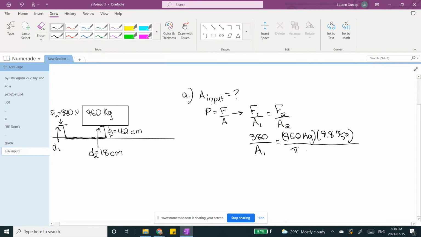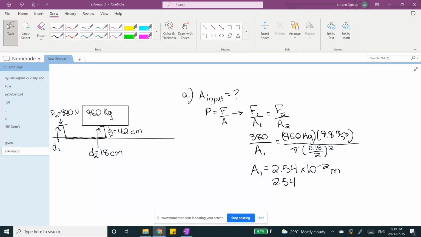So pi times 0.18. We want to make sure our units are in meters, divided by 2, squared. And we can plug this into our calculator, and we're going to get that A1 is equal to 2.54 times 10 to the negative 2 meters, or 2.54 centimeters.